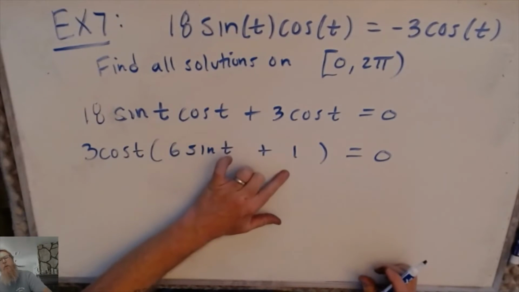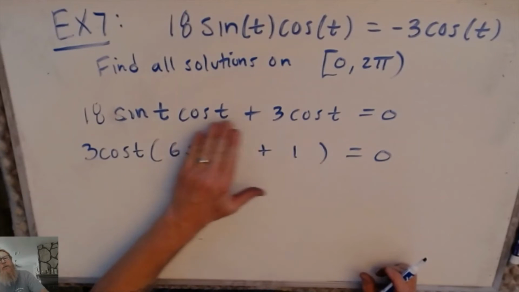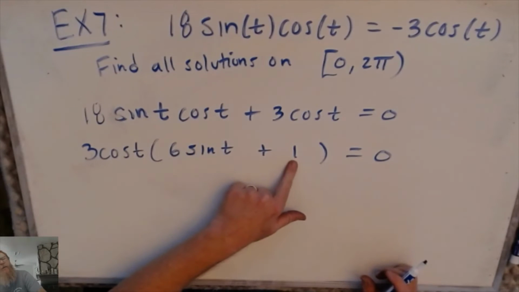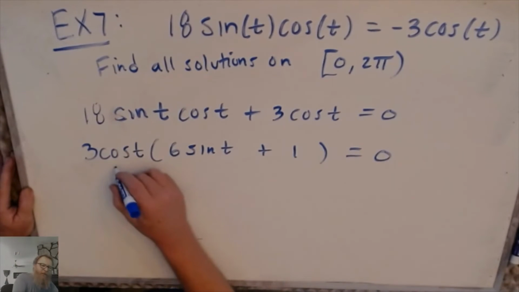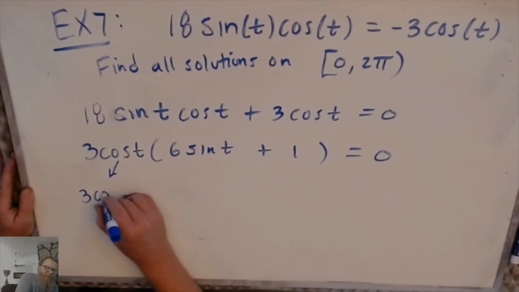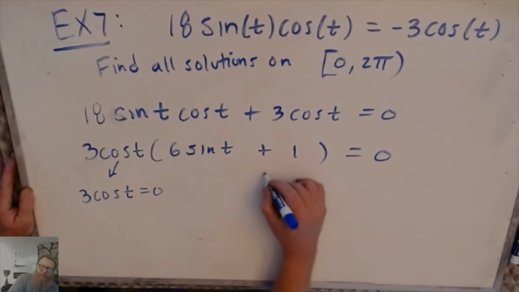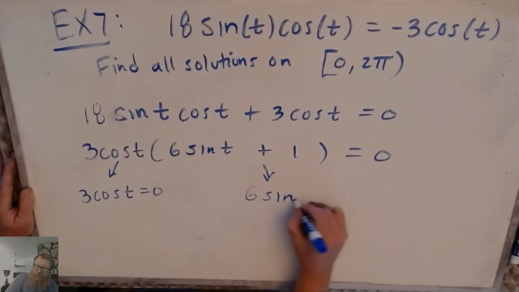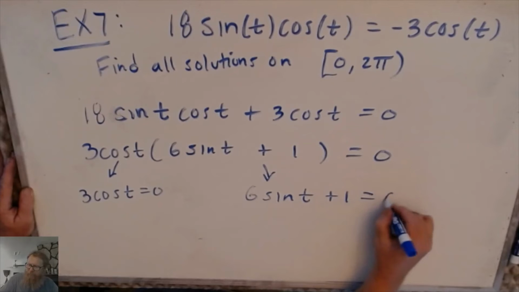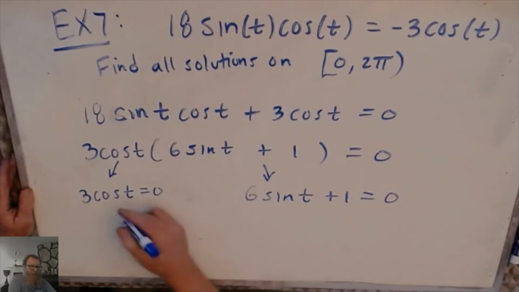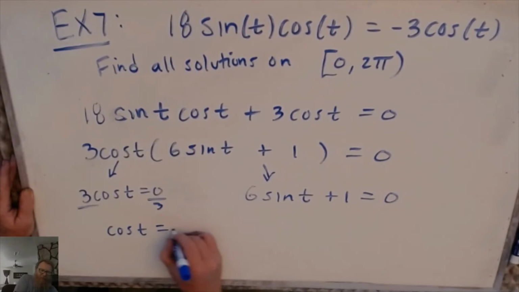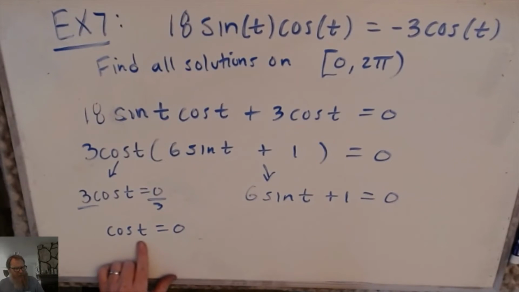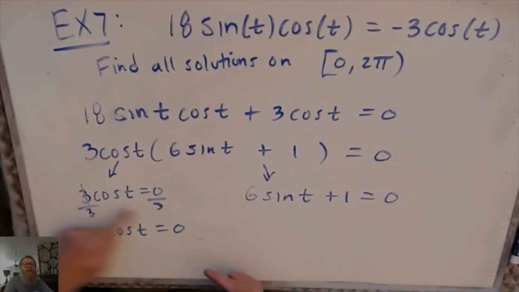Don't forget to put a 1 here when you factor out the 3 cosine to the front. Remember, there's an invisible 1 that gets left behind. Now you're going to split these up, setting them both equal to 0. And you should be able to solve these relatively quickly, at least setting them up quickly. So we get cosine of t is equal to 0, just dividing both sides by 3.